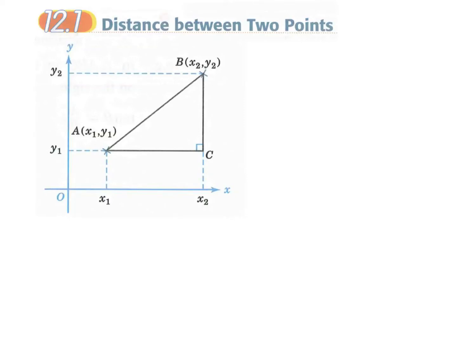Hello students, today we are going to talk about coordinate geometry, which is chapter 12 of our textbook. And the first topic will be distance between 2 points. Let's say we have an xy coordinate plane. This is the x-axis and this is the y-axis. And this is line AB. We have point A, the coordinates are x1, y1, and point B, the coordinates are x2, y2.